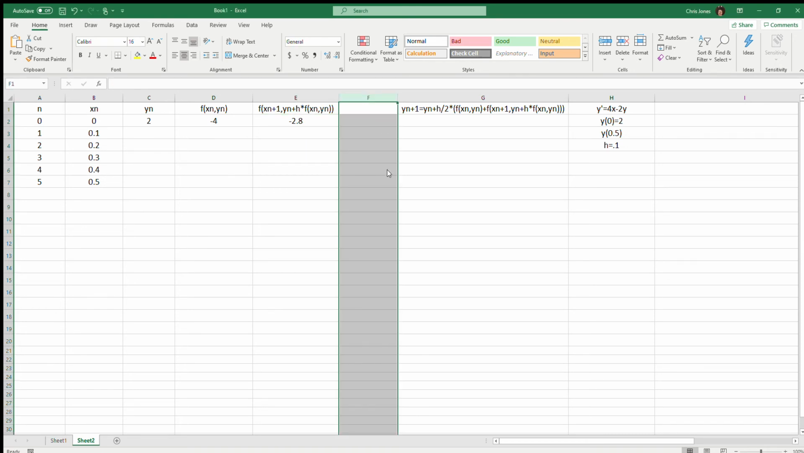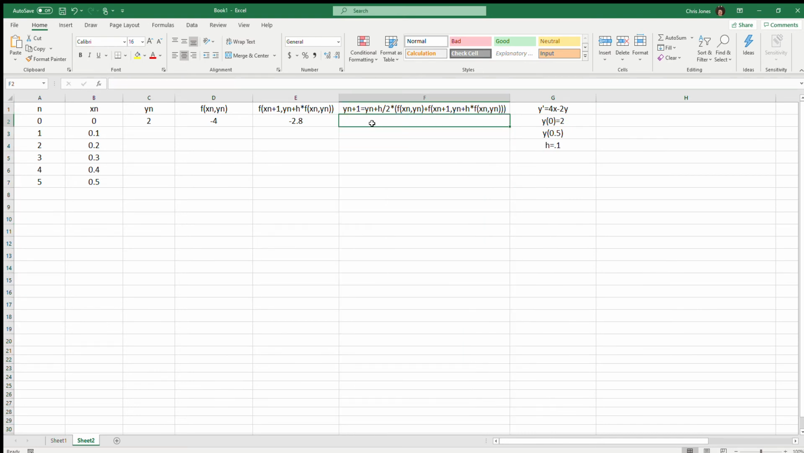And then the last thing we're going to do is figure out what the next y is. In this case, that's going to be equal to, now I'm just using the formula, current y, which is yn, which is 2, plus h, which is 0.1, divided by 2, times the quantity of fxn, which is this value right here, plus fxn plus 1 yn plus h times fxn, which is this cell right here. We're going to close that out, hit enter, and we get 1.66. That's the same value that we got when we did this by hand in the previous video. And when I say by hand, I mean without Excel.